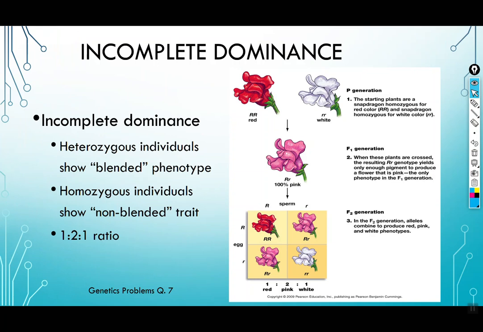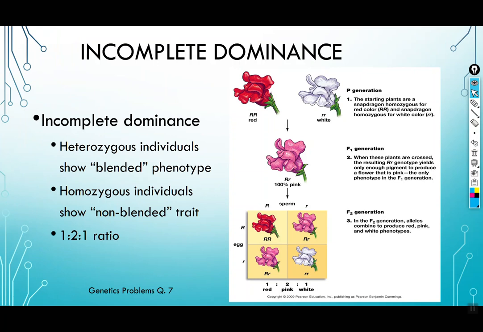So in incomplete dominance, instead of having an F1 generation that is identical in phenotype to the homozygous dominant parent, you get a mixed phenotype, so a mixture of red and white in this case, or a mixture of whatever phenotypic outcomes the two alleles of a particular gene have. So heterozygous individuals show a blended phenotype, whereas homozygous individuals show a non-blended trait.